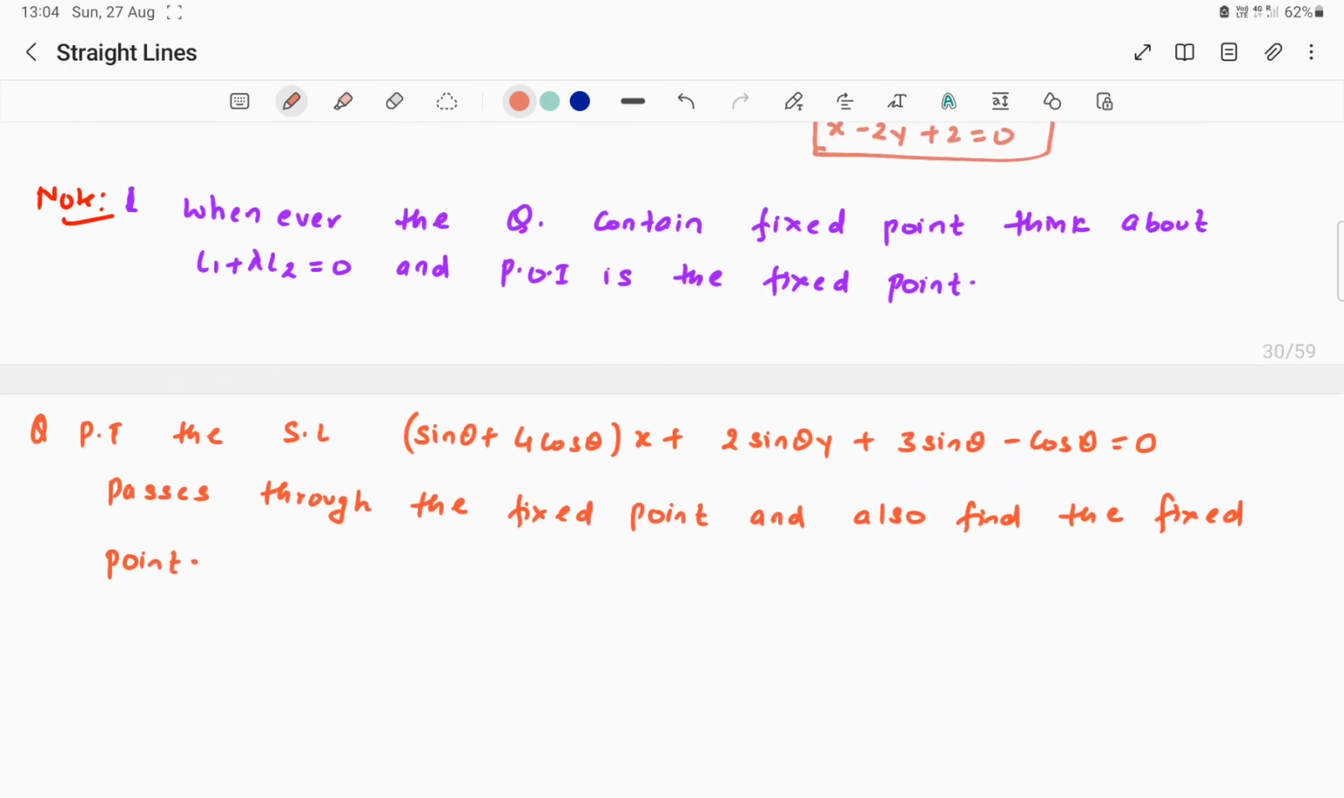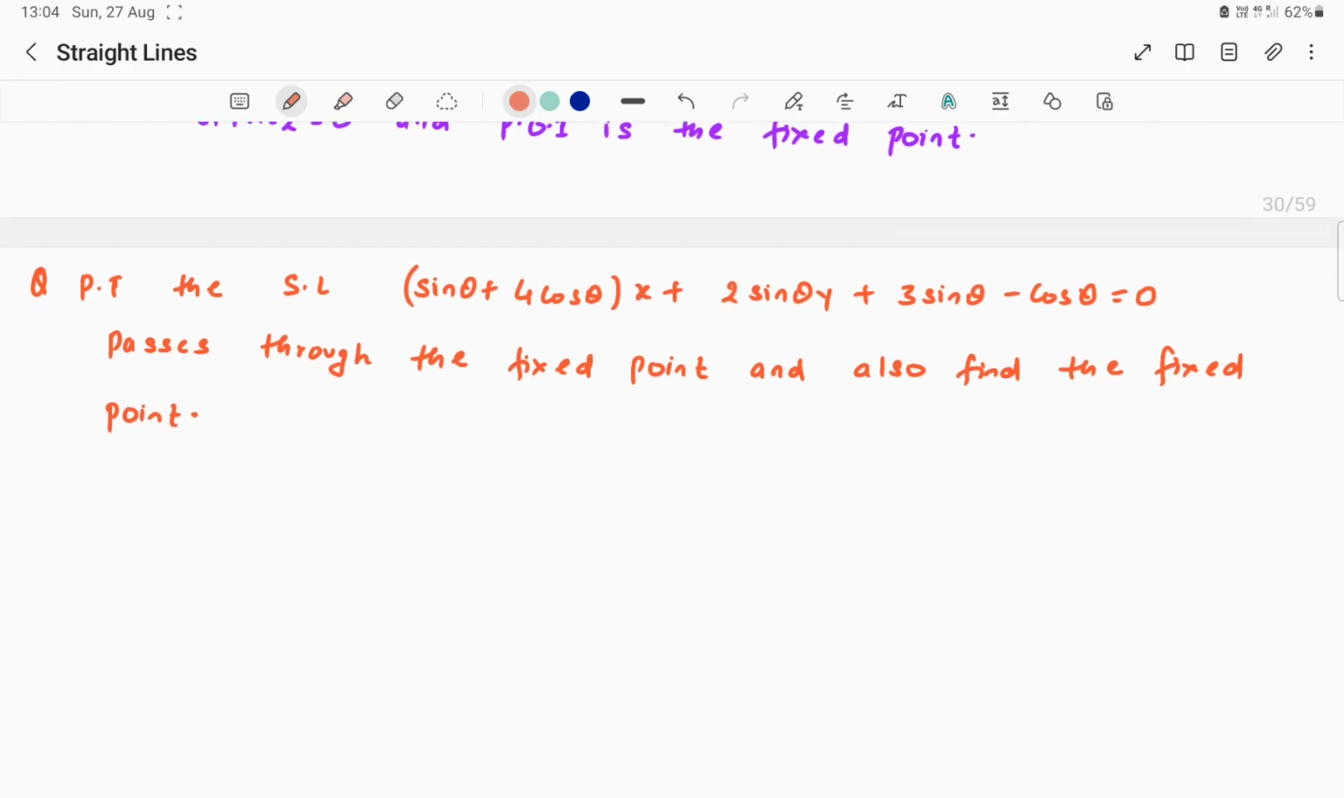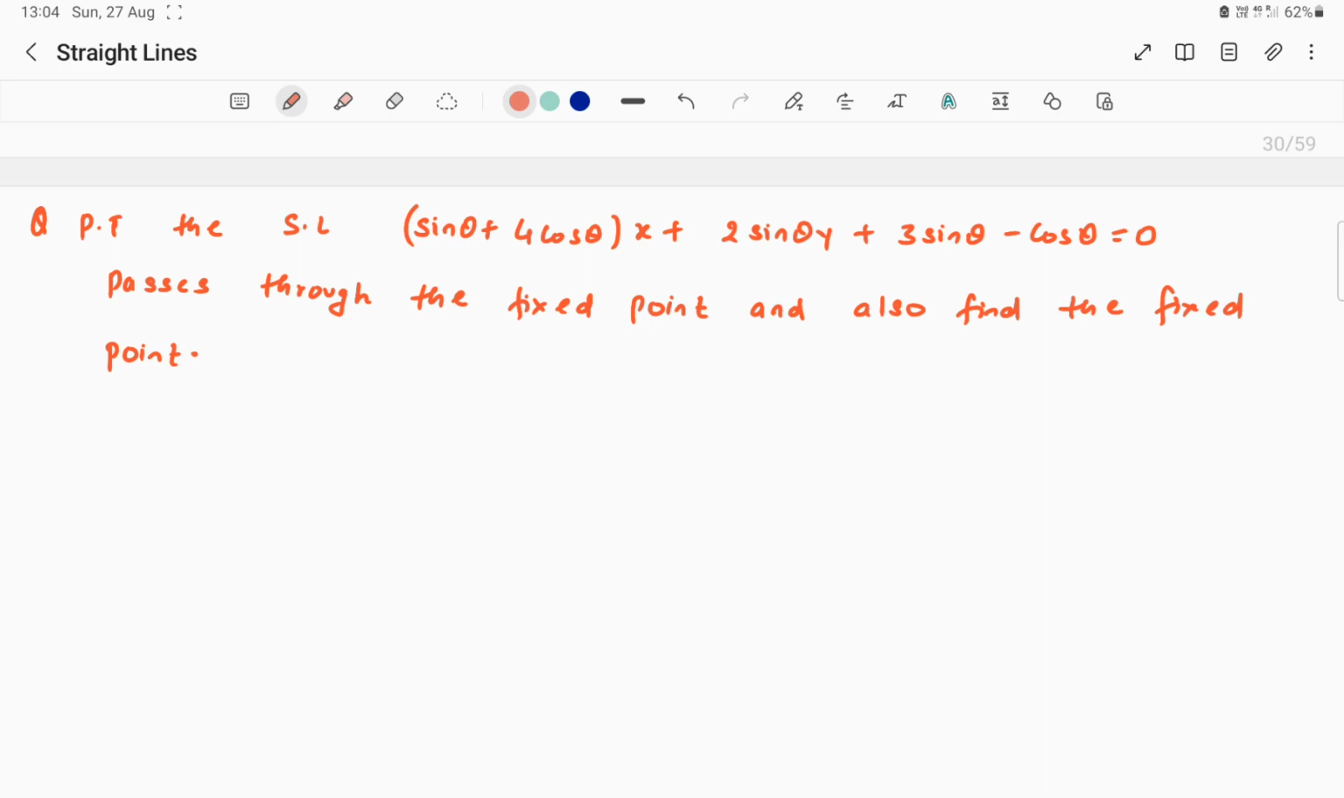Okay. So now we have a note that whenever the question contains a fixed point, think about what? L1 plus lambda L2 equal to 0. And what is that fixed point? The fixed point is the point of intersection of those two lines. Okay, so let's see a question like: prove that the straight line passes through the fixed point.